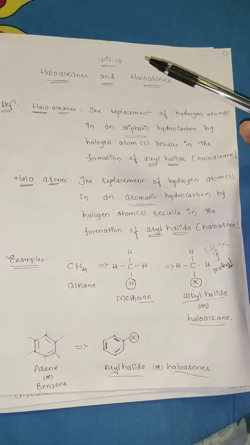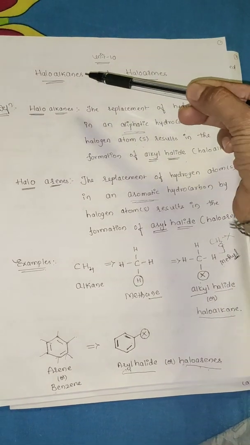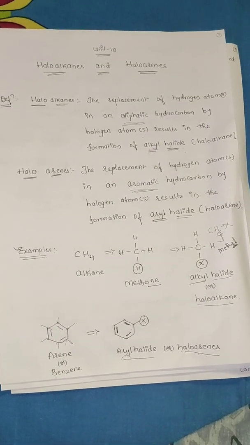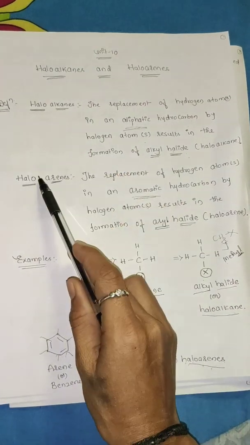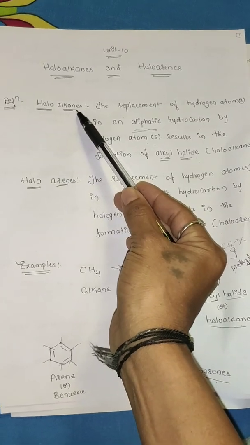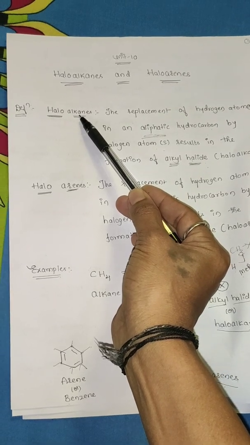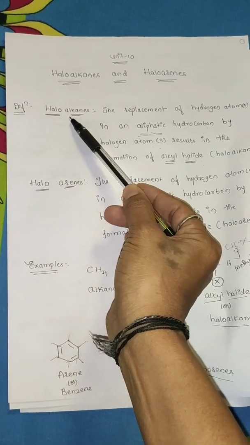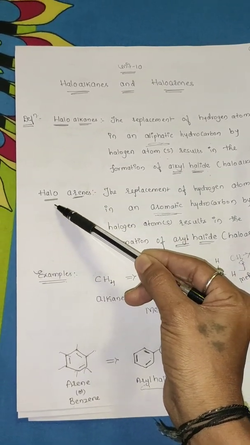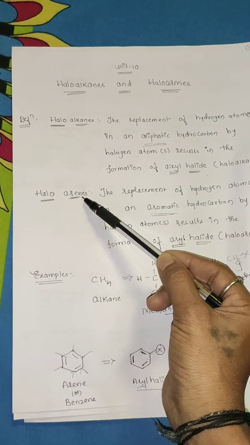So in this video we will learn about organic chemistry unit 10, haloalkanes and haloarenes. First of all, we will learn the definition of haloalkanes and haloarenes. The word itself indicates that haloalkanes means the substitution of a halogen group into the alkanes. Such compounds are called haloalkanes. Similarly, haloarenes means the substitution of a halogen to aromatic rings or aromatic compounds.